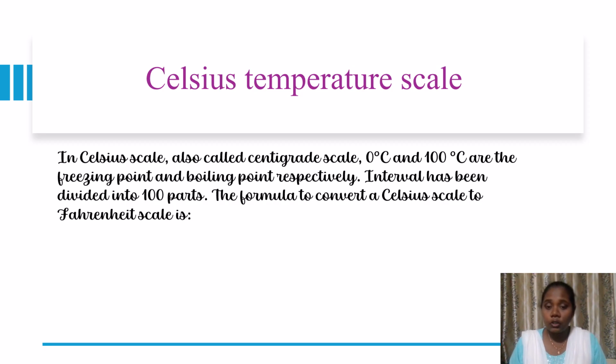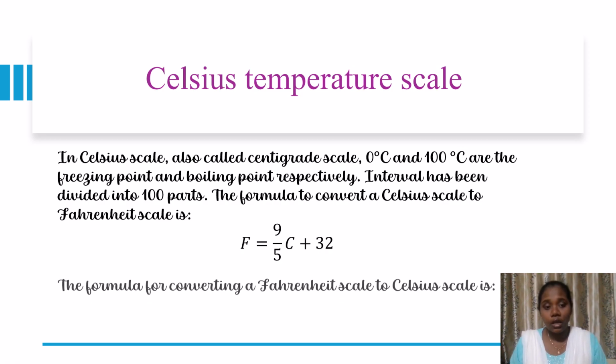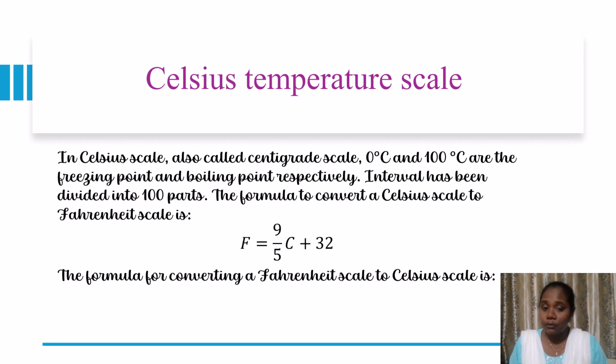The formula to convert a Celsius scale to a Fahrenheit scale is F equals 9 by 5 into C plus 32. The formula for converting a Fahrenheit scale into a Celsius scale is C equals 5 by 9 into F minus 32.